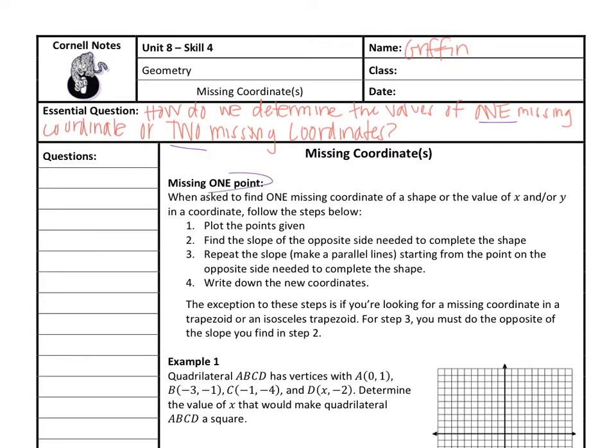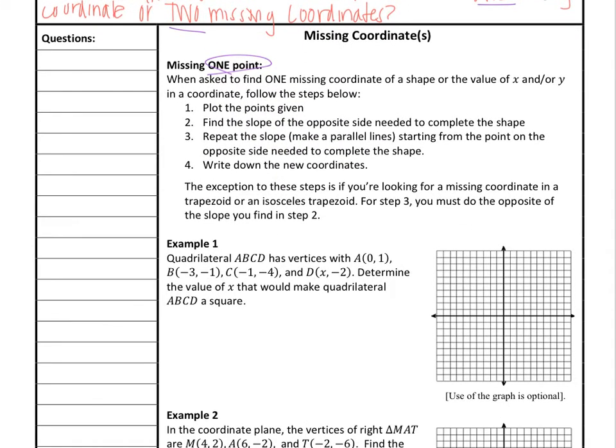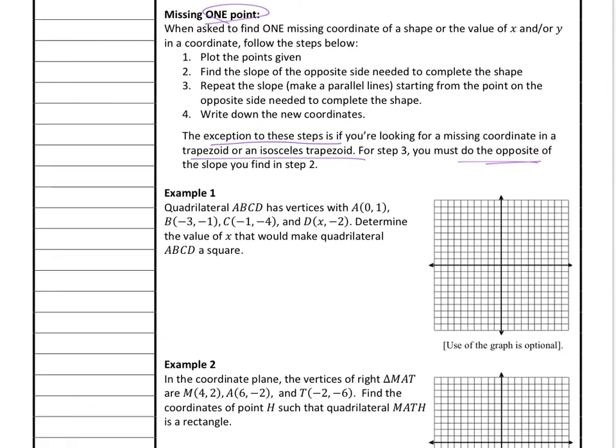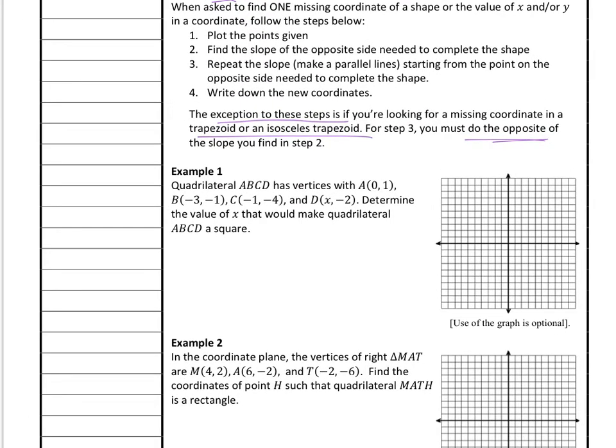So we're going to start with finding one missing point. That means they give you a quadrilateral and they're missing the letter D if it's A, B, C, D, or they give you MATH and they're missing the letter A if it's M, A, T, H. So you're missing one point in total. The steps are listed here, but I want to talk to you about it by going through an example. Please make note that the exception to these steps is if you're looking at a trapezoid or an isosceles trapezoid. You would do the opposite of step 2, which you have no idea what step 2 is because you haven't read it probably. But we're going to go through this process, and then you have a practice problem that has a trapezoid on it. So when you get there, if you get stuck, let us know.